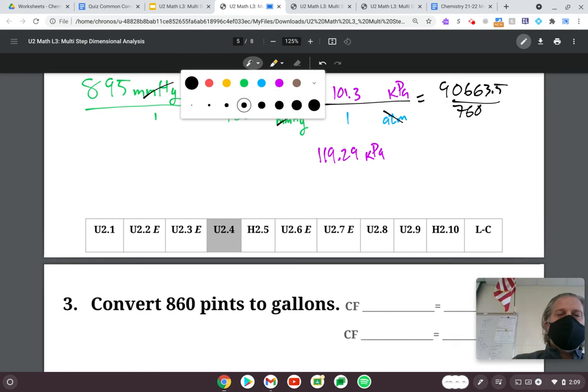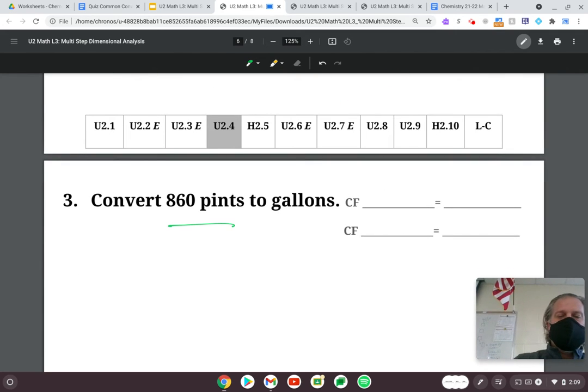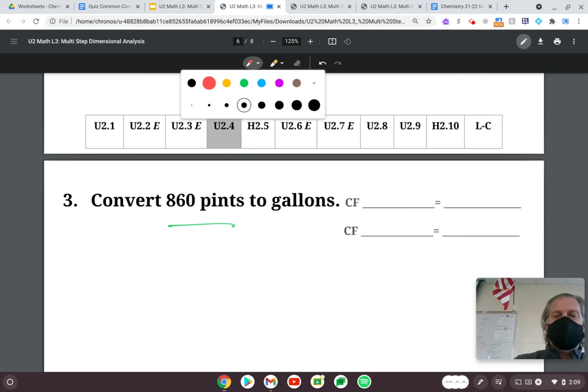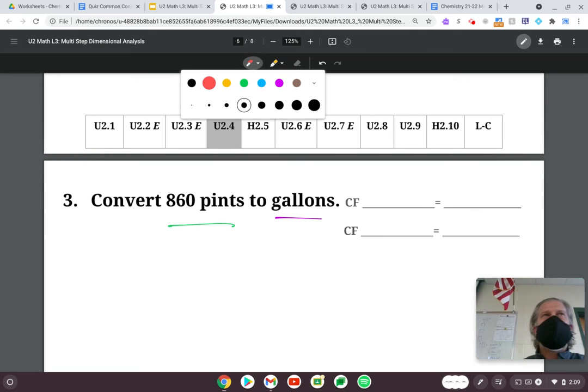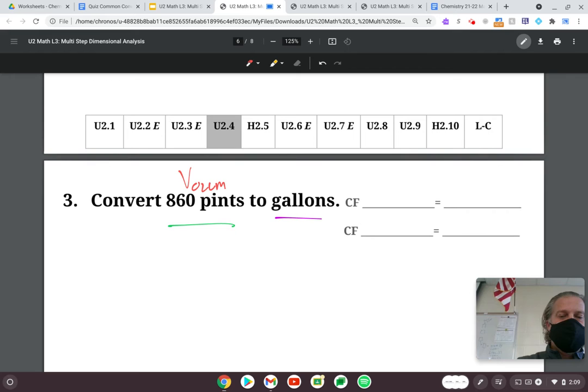So here we have, in our next problem, pints and gallons. What unit of measure is pints and gallons? Length, mass, or volume? Pardon? Volume, right? So in this one, I have volume, and so that means I need to be looking in the volume column here.